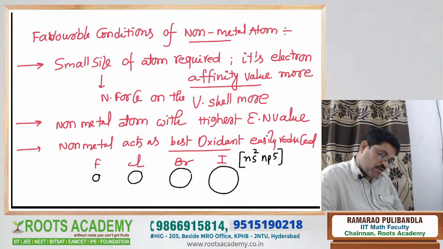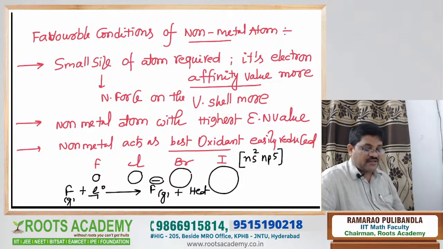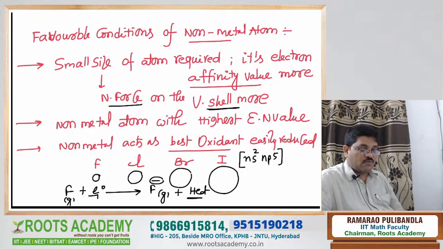Because fluorine is small in size, fluorine is ready to accept an electron in the gaseous state. Fluorine accepts an electron and forms what? F minus ion. Now the gaining of an electron by fluorine is called what? Electron affinity. Heat is liberated. Because of the small size of fluorine, the nuclear force on the valence shell is more, so more heat is liberated.